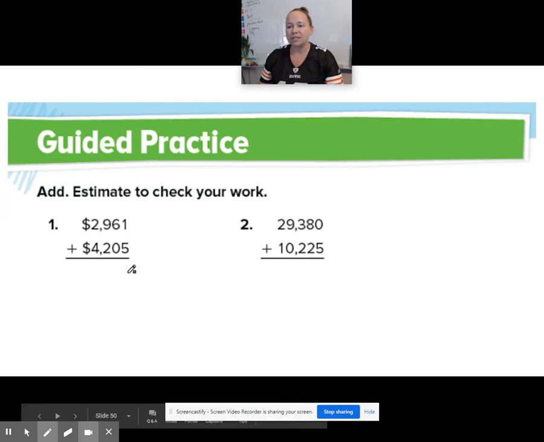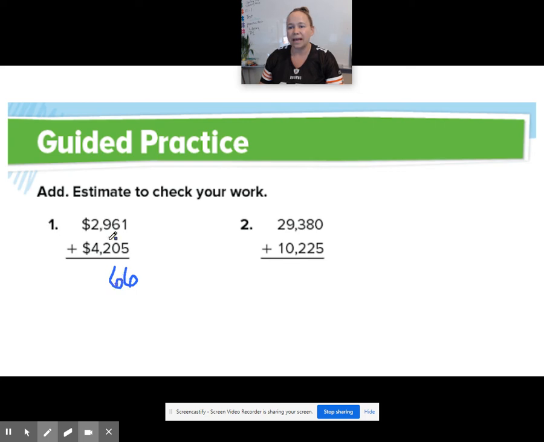So here I have 1 plus 5 is 6. 6 plus 0 is 6. 9 plus 2 is 11. I'm going to squeeze that in there. 1 plus 2 is 3. Plus 4 is 7. 1, 2, 3, comma. And I guess I could put the dollar sign here. Some teachers get really particular about that. I don't. Okay, let's look at number 2.